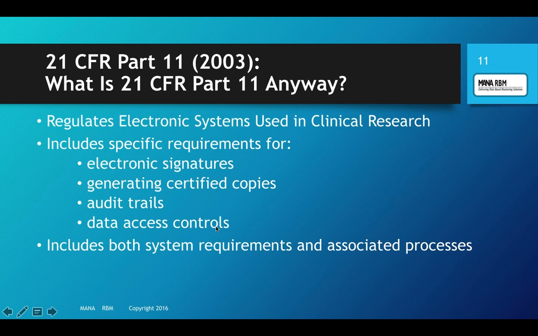So again, when I talk about this, I'm talking about what's called role-based access, or it could be called privileges, whichever way you want to think about it. But it's really important to remember it includes both system requirements and associated processes. So that's really important. You can't have just a system. It has to be a system plus processes to meet the requirements for 21 CFR Part 11.